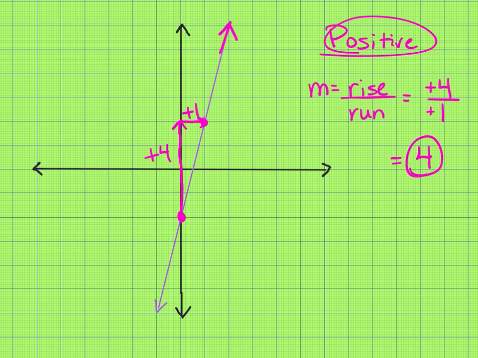And so now you have learned how to identify whether a graphed line is a positive or a negative slope. You look at the direction it goes to the right, up or down. Up is positive, down is negative. And then you used rise over run to write a fraction that you could then simplify to get your slope.